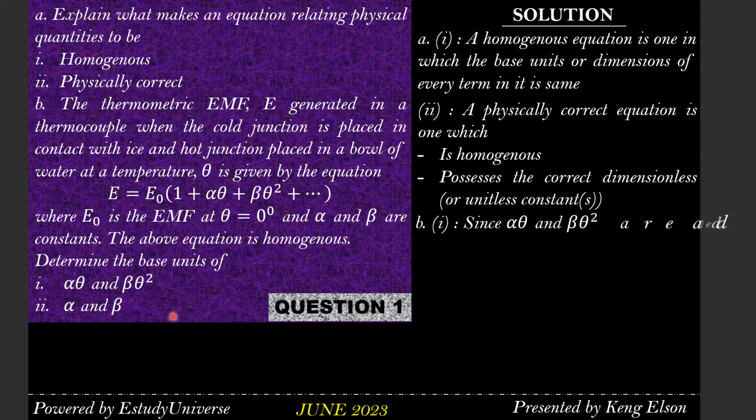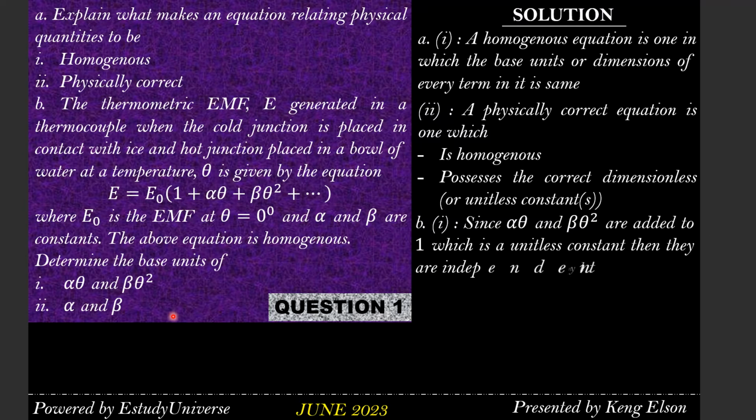So how do I get the base units of alpha theta and beta theta squared? The explanation has already been given to you.